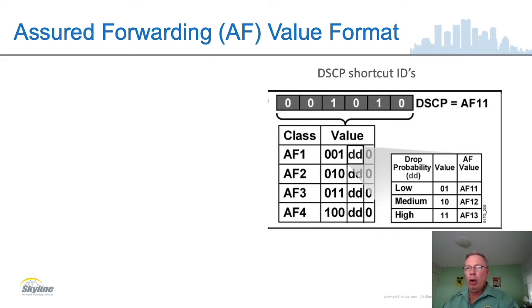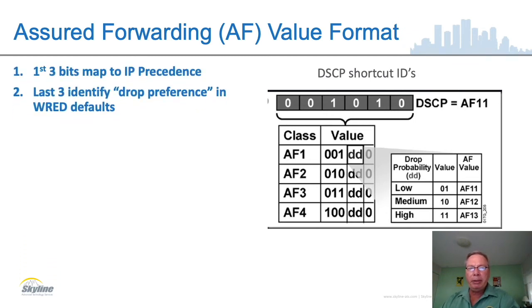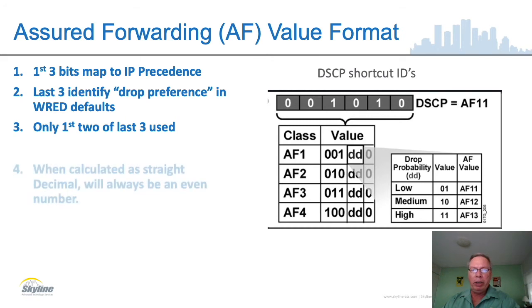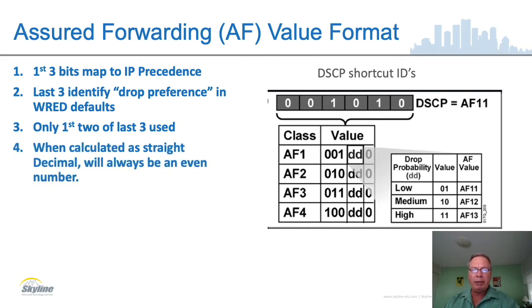That would have a low drop preference. But something marked AF13 going through something that's got weighted random early detect turned on would have a higher drop preference in that tool by default. Okay, so the first 3 bits match to the IP precedence. The last 3 have to do with drop preference, but it only uses the first 2 of the last 3.